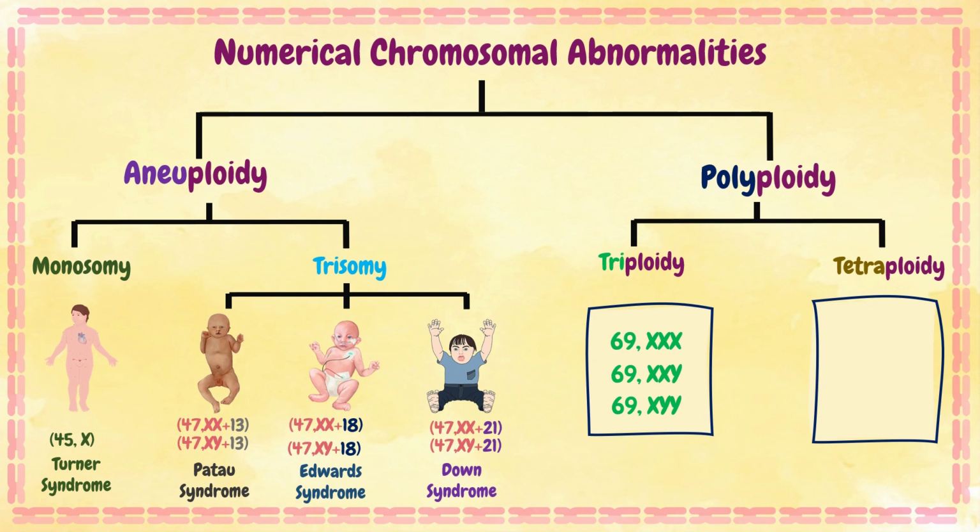There are 4 possibilities in tetraploidy: 92XXXX, 92XXXY, 92XXYY, and 92XYYY. This was all.